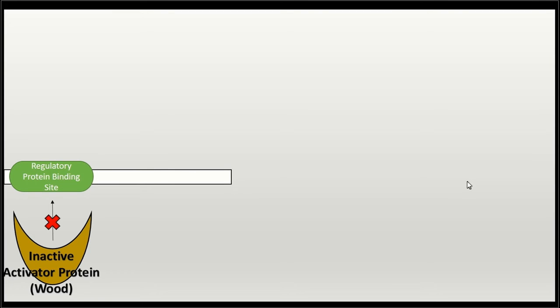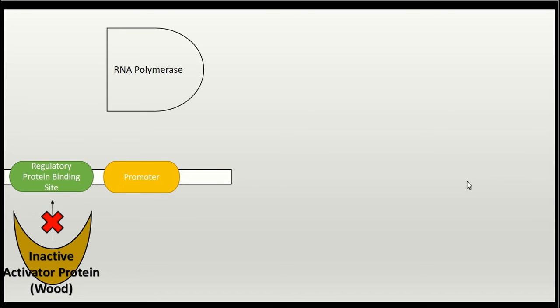So you have your regulatory protein binding site, you have the inactive activator protein, which is the wood. It cannot bind to the protein binding site without its small effector molecule, so you have your promoter, and RNA polymerase cannot bind to the promoter region, so transcription cannot happen.